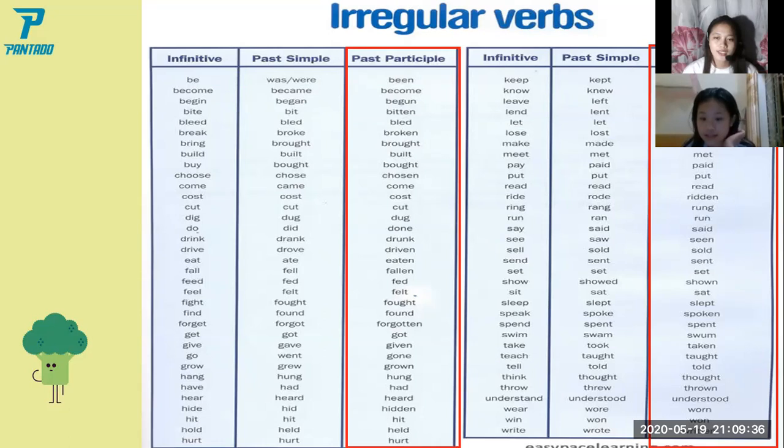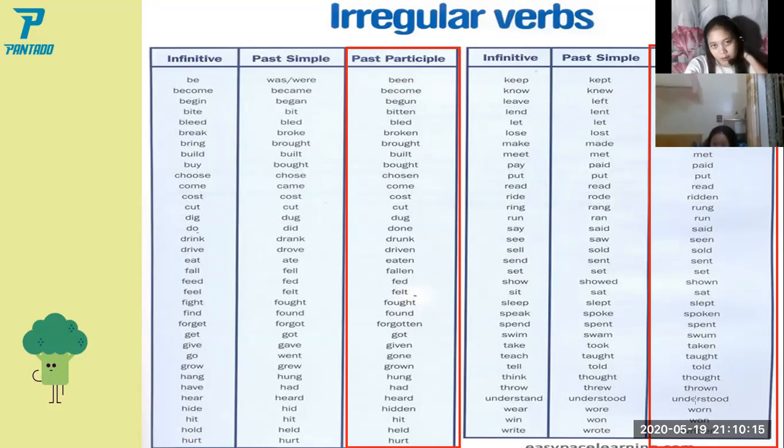Show. Sit, sat. Sleep, slept. Speak, spoken. Spent. Swim, swam. Take, taken. Teach, taught. Tell, told. Think, thought. Throw, threw, thrown. Understood. Wear, worn. Win, won. Write, wrote, written. Okay, very good.